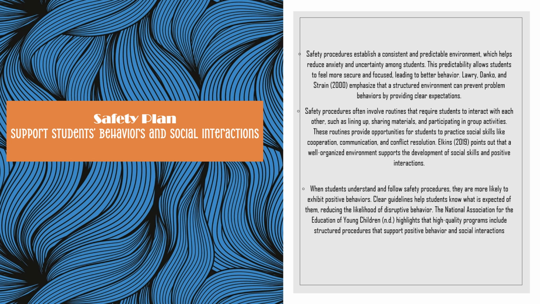Safety procedures often involve routines that require students to interact with each other, such as lining up, sharing materials, and participating in group activities. These routines provide opportunities for students to practice social skills like cooperation, communication, and conflict resolution. Big one. Elkins points out that a well-organized environment supports the development of social skills and positive interactions. So when students understand and follow safety procedures, they are more likely to exhibit positive behaviors. Clear guidelines help students know what is expected of them, reducing the likelihood of disruptive behavior.